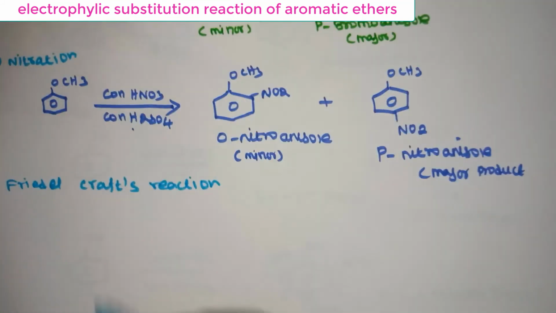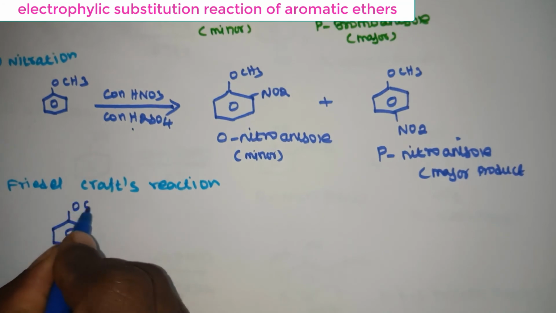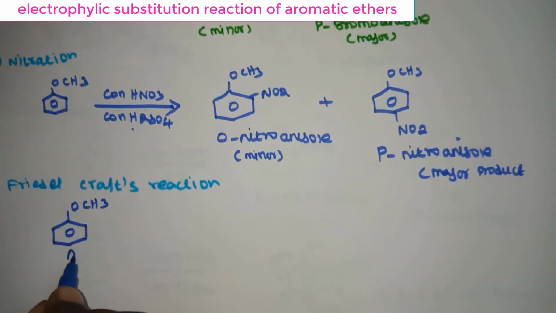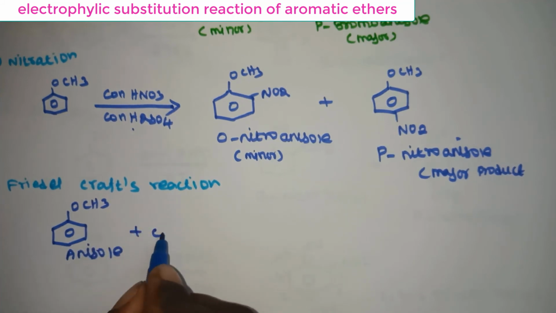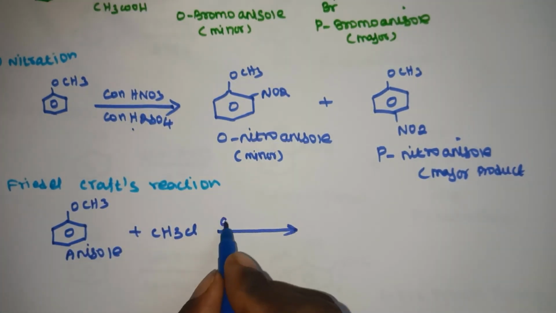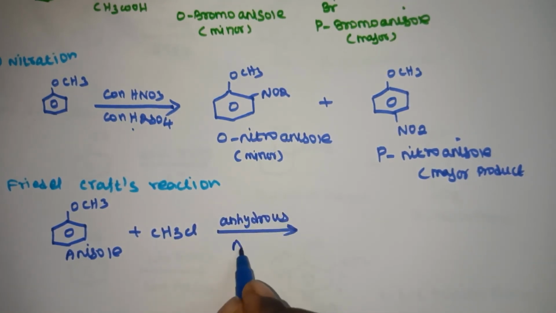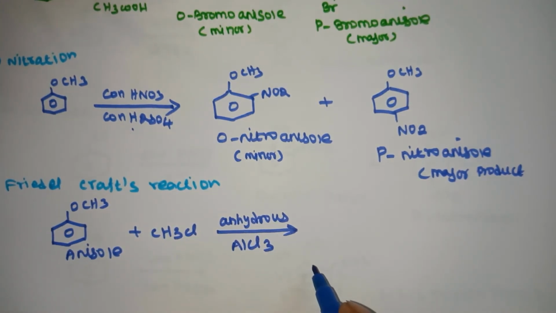Last one is the Friedel-Crafts reaction. First one, alkylation reaction. This is anisole. Anisole reacts with methyl chloride in the presence of anhydrous AlCl3 to form 2-methoxytoluene and 4-methoxytoluene.